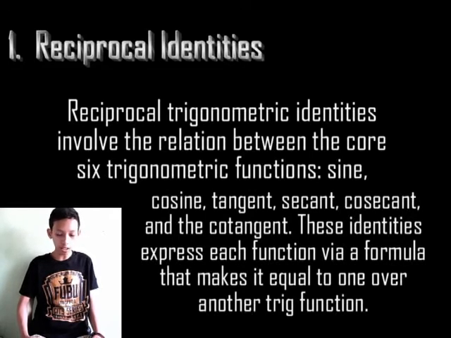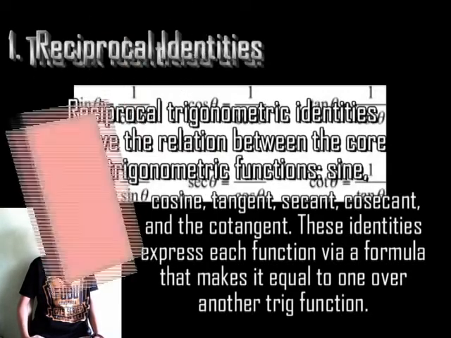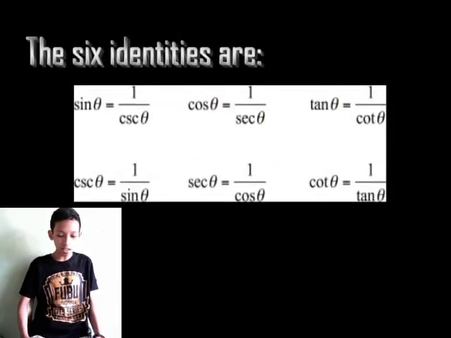cosecant, and cotangent. These identities express each function by a formula that makes it equal to one over another trigonometric function. The 6 identities are: Number 1, sine theta equals 1 over cosecant theta. Number 2, cosecant theta equals 1 over secant theta. Number 3, tangent theta equals 1 over cotangent theta.